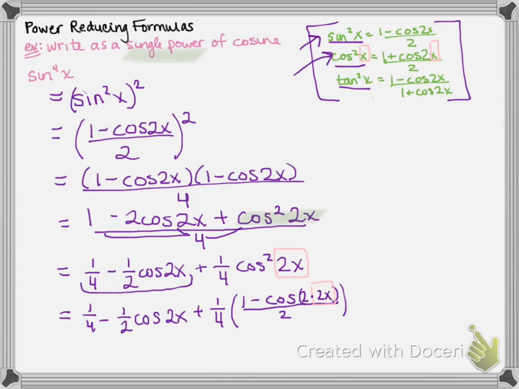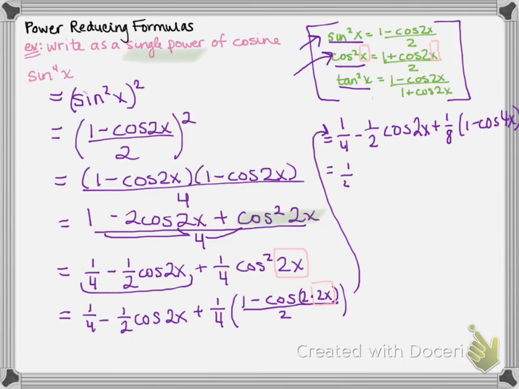So I'm going to move this up a little bit. So you can see that I've got 1/4 minus 1/2 cosine 2x plus 1/8 times 1 minus the cosine of 4x. 2 times 2x is 4x. You can make this a little bit cleaner. There's lots of different ways to write this. Depends on what kind of simplified form you're looking for.